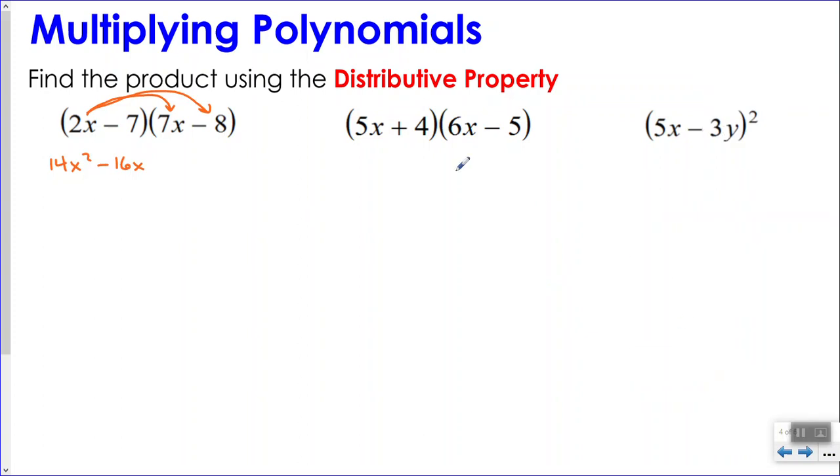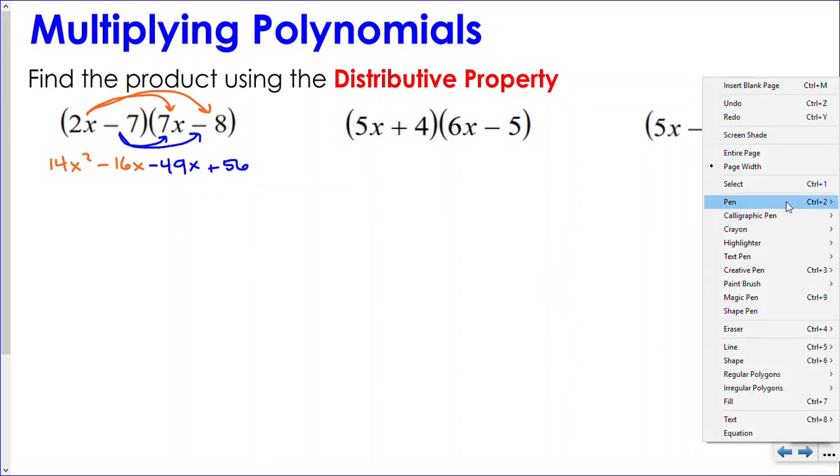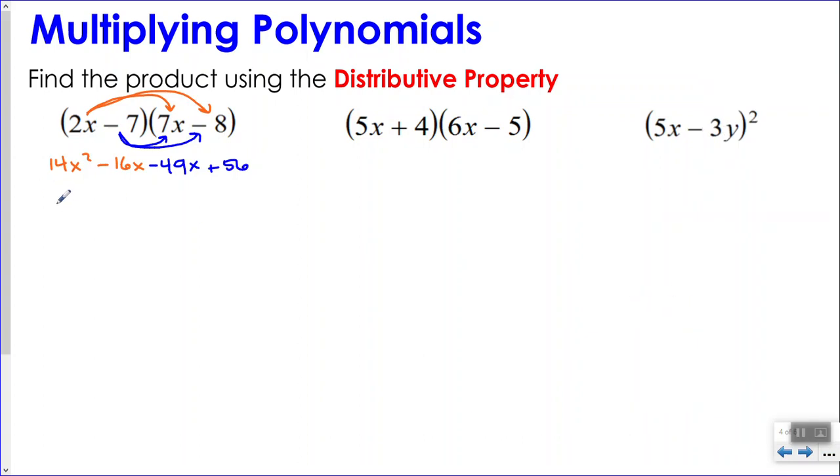We've multiplied that through to everything in our second binomial. We don't have to do it again. But we also have to multiply everything in that second binomial by negative 7. So we have negative 7 times 7x, which is negative 49x. And we have negative 7 times negative 8, which is positive 56. So now we want to go ahead and combine any like terms, and we're going to end up with 14x squared minus 65x plus 56 for our final answer.